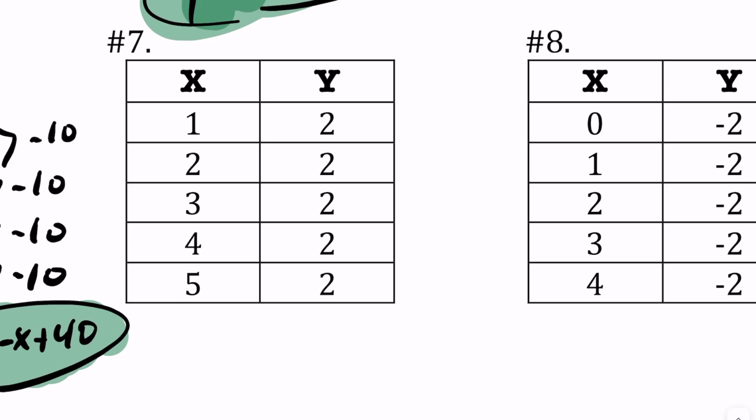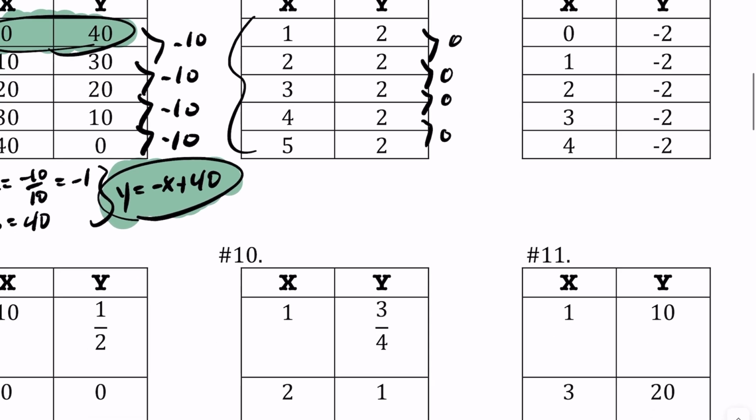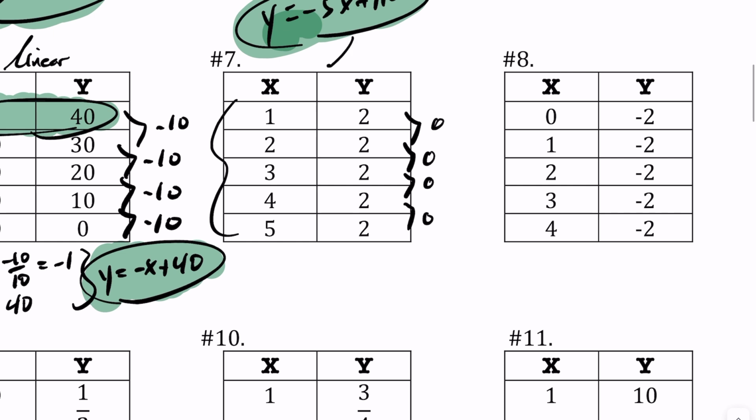Number 7 here. Now number 7, if you take a look at number 7, you can see the change in my y's are 0. And the change in my x's, I won't write them out, but they're 1 apiece. So you go through all the same steps. Still, this is linear. It follows our definition of linear. It's changing by the same amount each unit step over. So the slope here is going to be 0 over 1, which is 0.